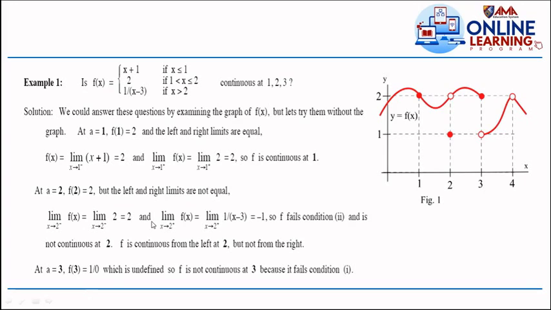Sabi niya dito. Next, ang limit of the function of x as x approaches to 2 is equal to, ito na siya, the limit of 1 all over x minus 3 as x approaches to 2 is equal to negative 1. So 2, substitute natin dito, 2 minus 3 is negative 1. So 1 divided by negative 1, the answer is negative 1. So f fails the condition in the second statement and is not continuous at 2. It's continuous from the left at 2 but not from the right.